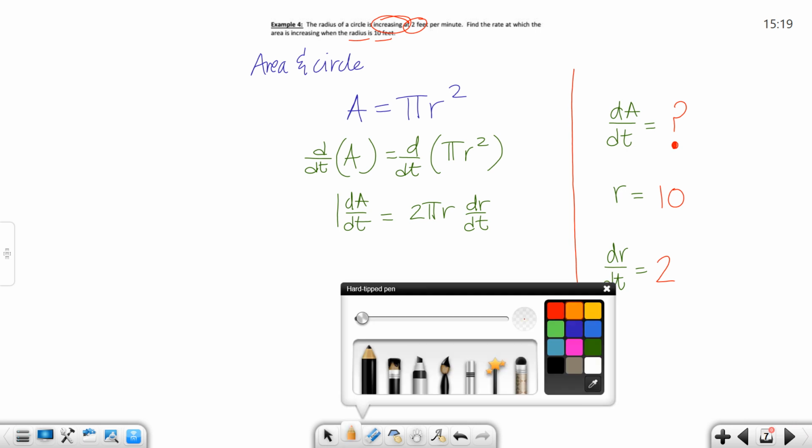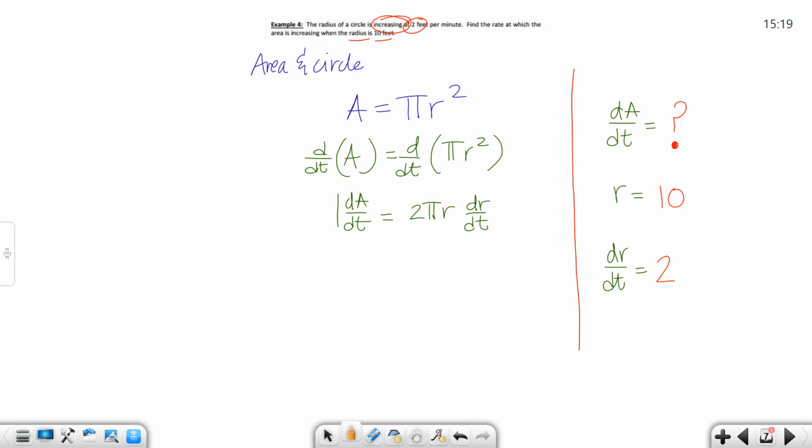Now let's go back into our green derivative equation over here. I don't know dA dt, but I know that r is 10 and dr dt is 2. So this answer right here would just be 40 pi. And that's what we would get. Now technically, the area is measured in square feet, so it would be square feet per minute. But I'm looking for the 40 pi.